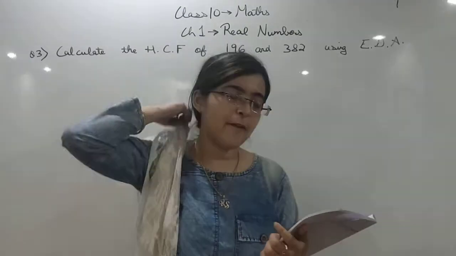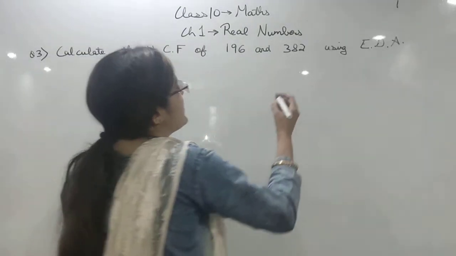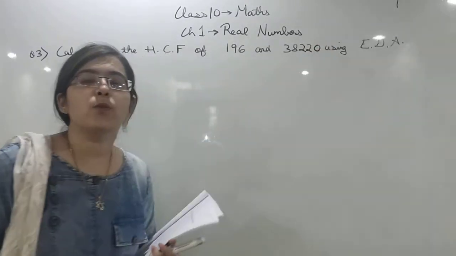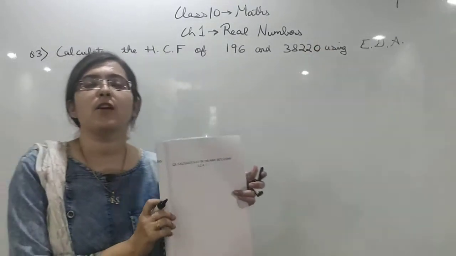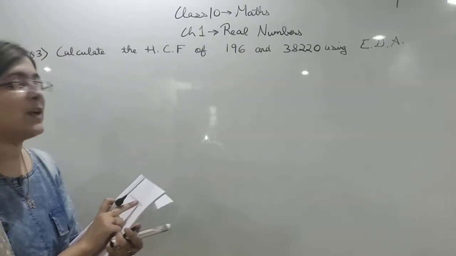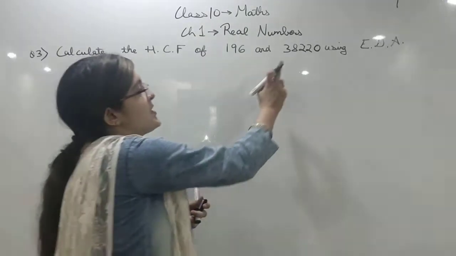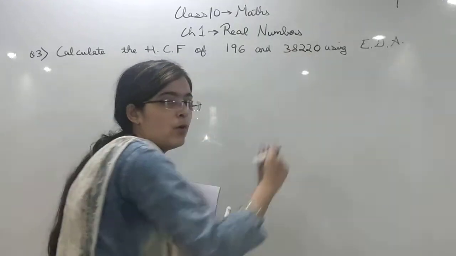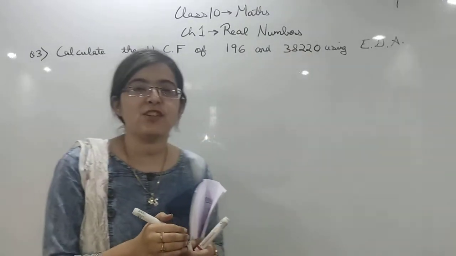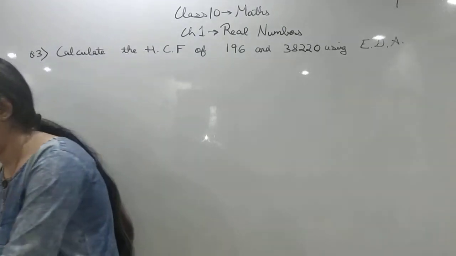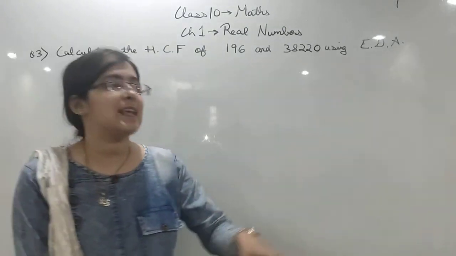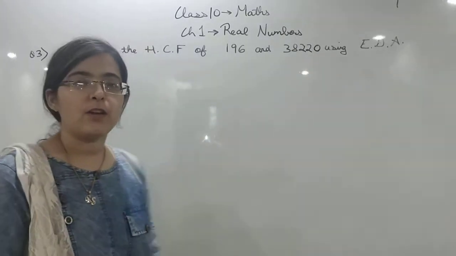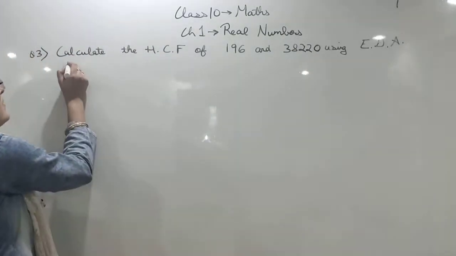Calculate the HCF of 196 and 38220. Students, there is a misprint in your question booklet. In question number 3, your second number is 38220. All of you make these corrections. The second number is 38220. Okay, now let's start solving.